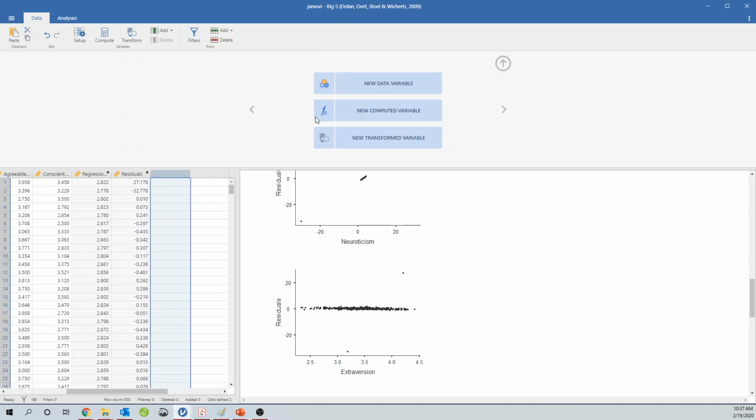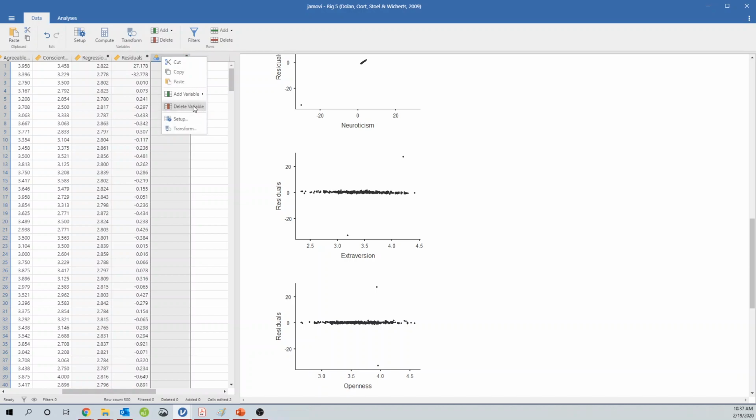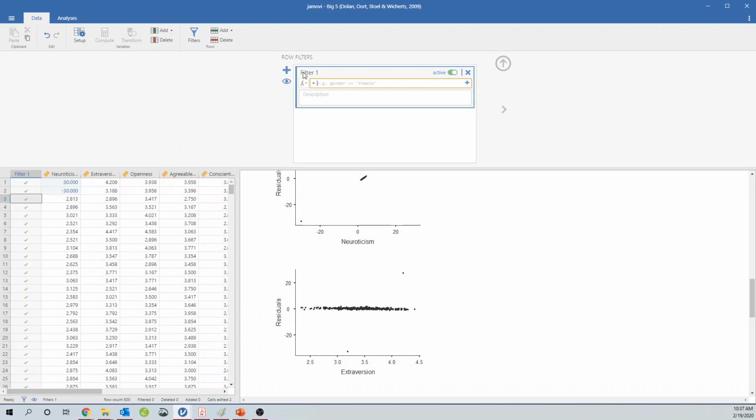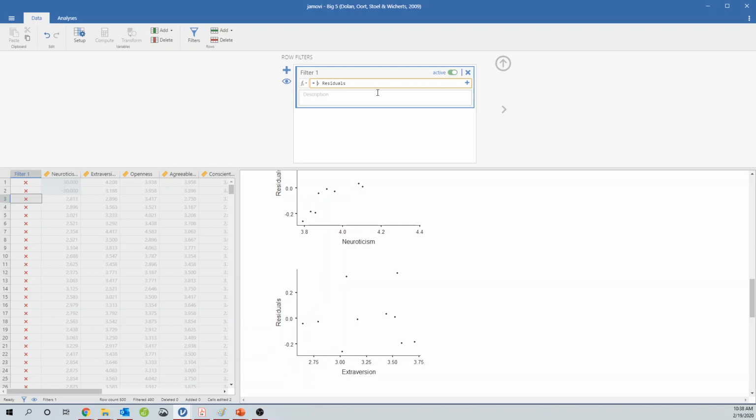I'm going to try this last part. Don't know if I'll get it right. I always have trouble with this. The last thing we're going to do, not create another variable, we're going to create a filter, and we're going to say that the variable residuals must be, let's see, greater than negative 15, and it should be less than positive 15.